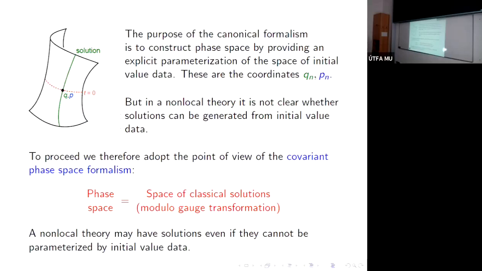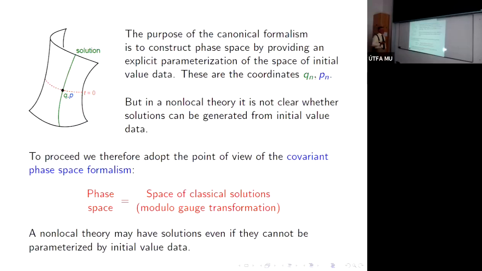So how do we think about this? The purpose of the canonical formalism is to construct phase space by providing an explicit parameterization of the space of initial value data. That's what these Qn and Pn are that I looked at in the previous slide. They represent some coordinates on the space of initial value data. But if you have a non-local theory, it's not clear that solutions can be generated from initial value data.